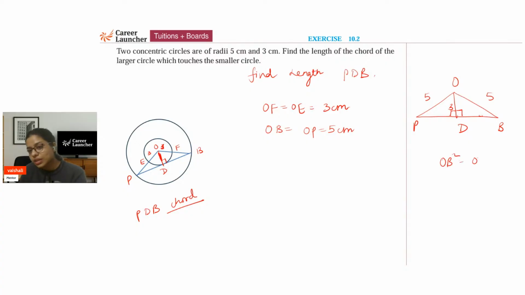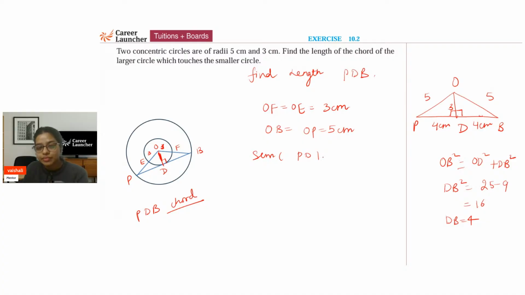OB square is equal to OD square plus DB square. So मैं यहाँ से सीधा DB square निकाल सकती हूँ which is 25 minus 9 और 16. So DB मुझे मिल जाएगा 4. So this is my 4 centimeter. ये भी 4 centimeter आएगा which is PD. And the sum of PD and DB will give me the total length. So it is what? 4 plus 4, it is equal to 8.